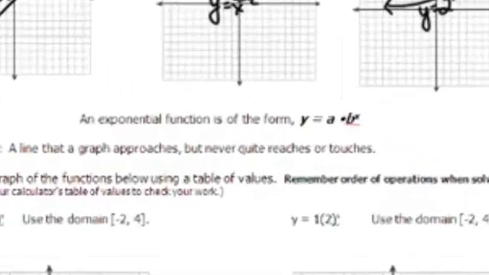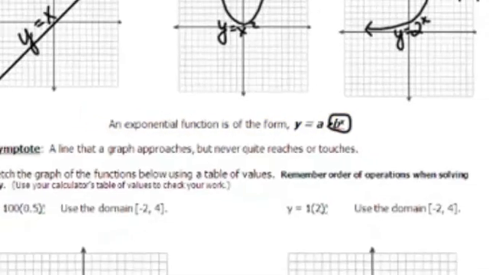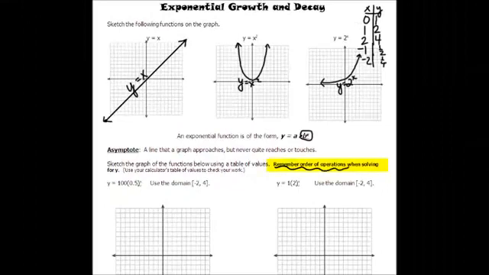An exponential function is of the form y equals a times b to the x power. So there might be a coefficient there and there might not. One thing you want to keep in mind, and it's down here, is remember your order of operations. So we're always taking that b to the x and then multiplying it by our coefficient.